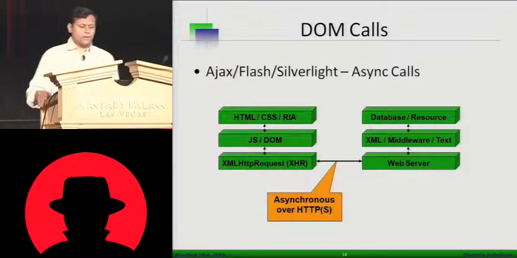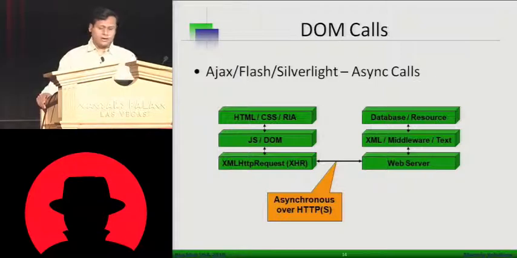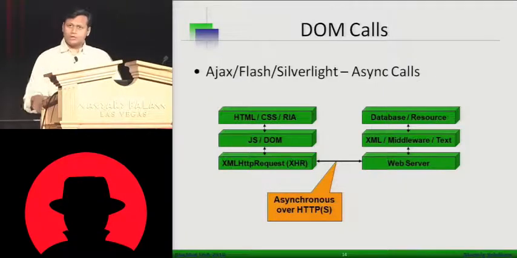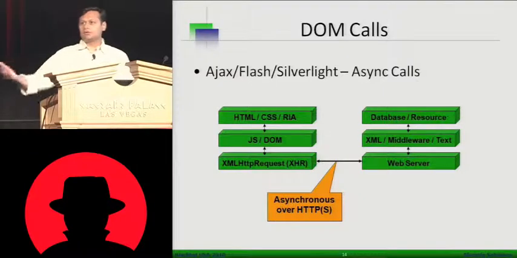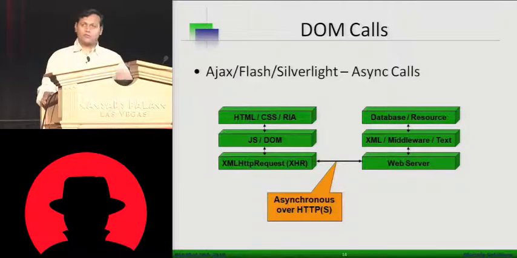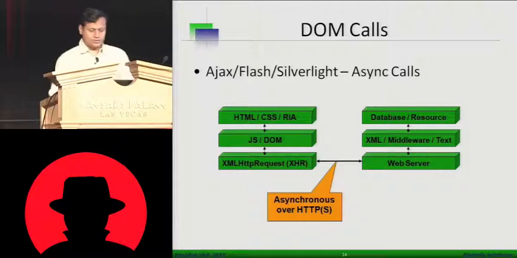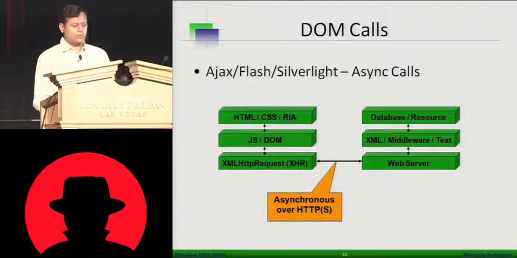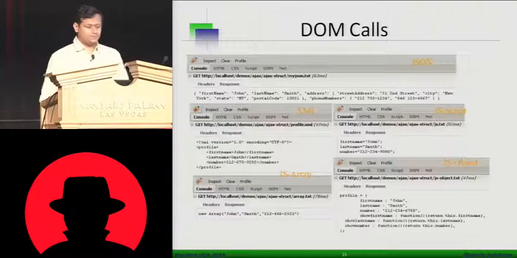And when DOM calls happen, HTML will use JS and call the XHR object. The XHR object will make an asynchronous call. This is a fundamental difference between 1.0 and 2.0, because in 2.0 you can make an asynchronous call. So it will wait for the callback. When the callback comes, it will load the image or whatever you have asked for, whatever new data has come is getting loaded in the browser. So you'll go to the web server, it will make a call to XML, middleware, text, etc., retrieve the data resource, and then the whole thing will go back. So this is a very simple way how Ajax, Flash, or Silverlight is going to make an asynchronous call from the browser to the server.